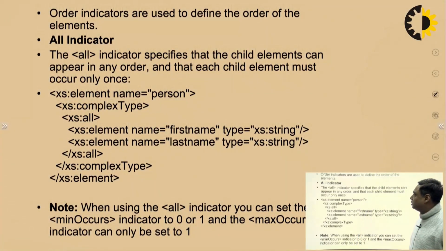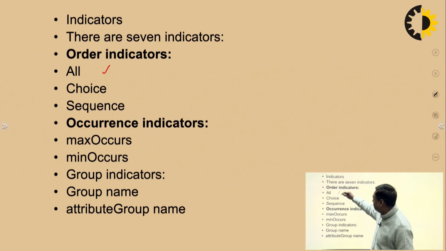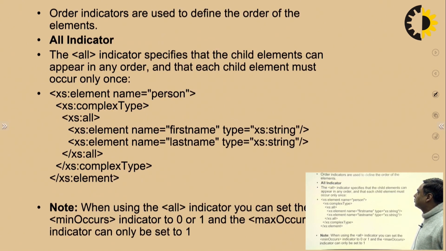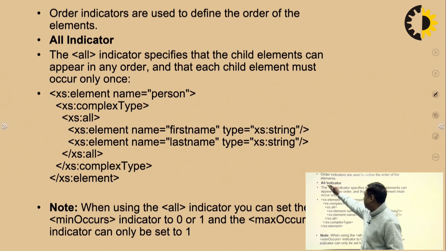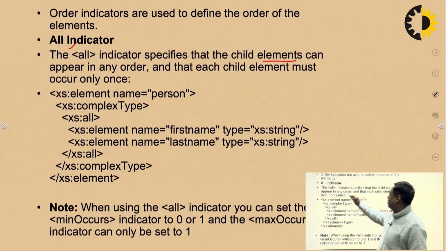We have 3 order indicators: all, choice and sequence. One by one, with an example of each of these order indicators, we will discuss what is the meaning of all, choice and sequence. In case of the all indicator, we can specify any child element that can appear in any order.